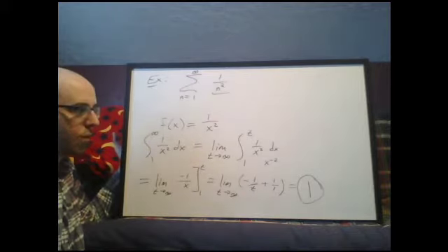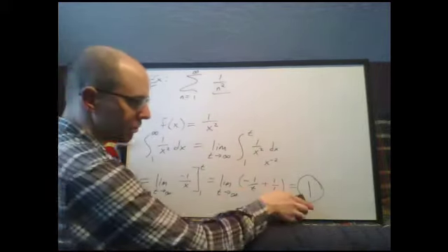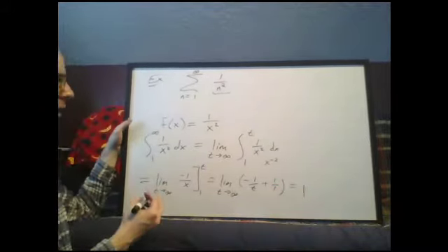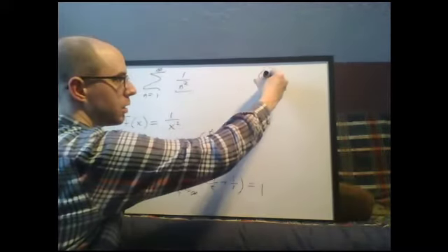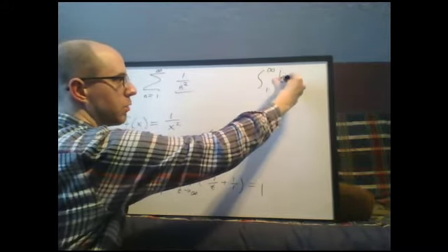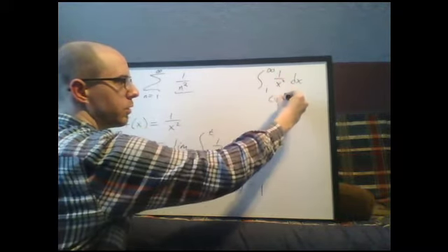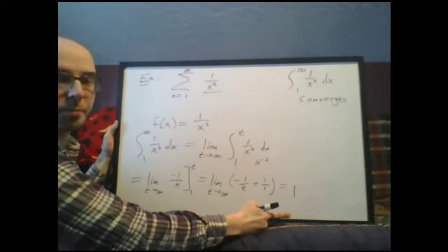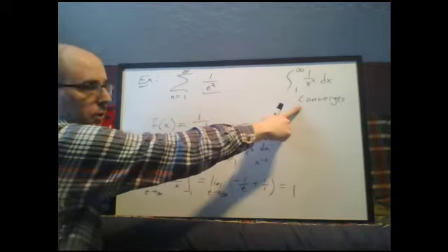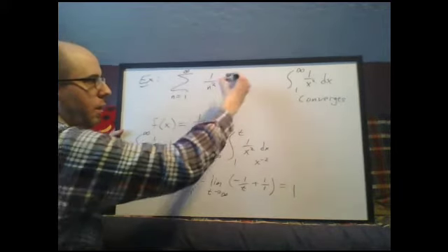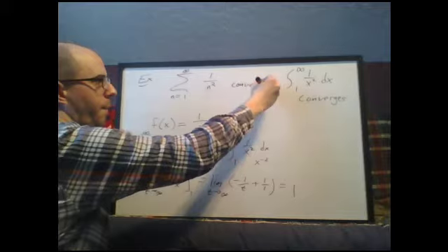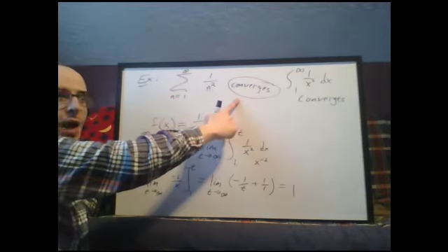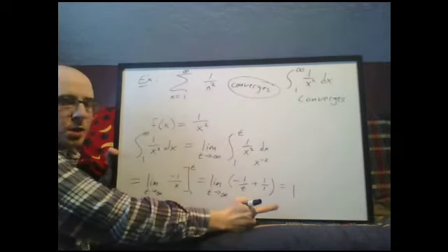So that 1, I circled it, that's maybe misleading. That 1 as our answer tells us that the integral of 1 over x squared converges, and its value is 1. Now, be careful. Converges for the integral tells me that the series converges. So my answer for my series is it converges. I don't know what its value is. It won't be the same value as 1.